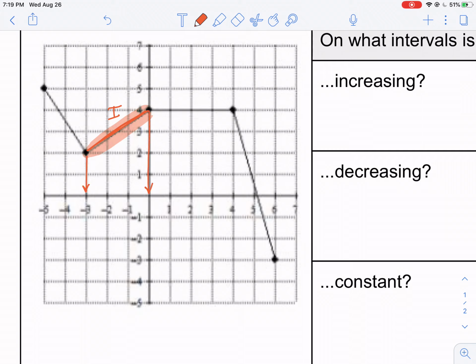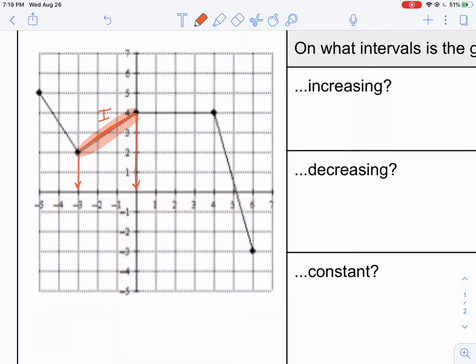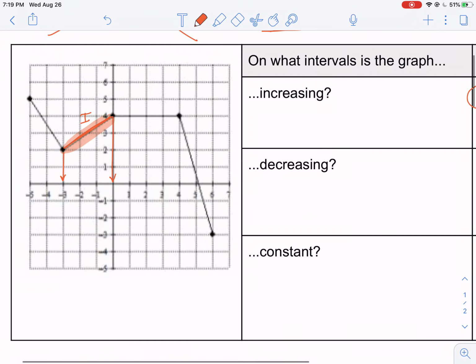We're always marking this on the x-axis, because when it says what intervals, they always mean on the x-axis. So from -3 to 0. At this exact point, it is not increasing, so I'm going to go ahead and put parentheses. And at this exact point, it is not increasing, so all the way until 0, it is increasing. So from -3 to 0.